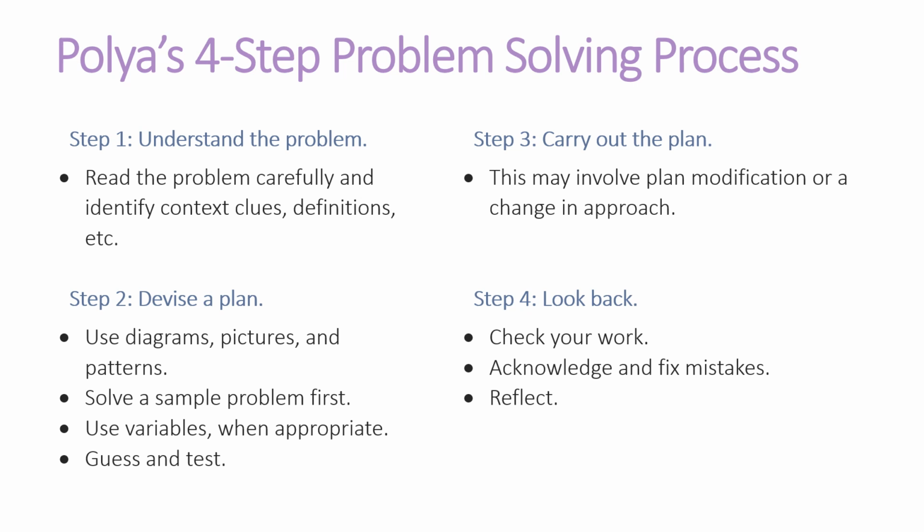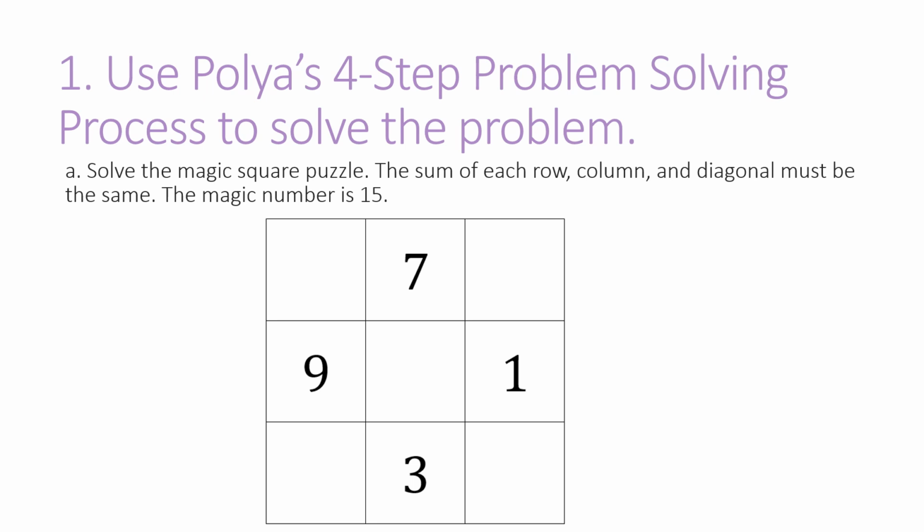Okay, so let's apply Polya's 4-step problem-solving process in some actual problems. All right, so here's our first problem-solving question from the notes. It says, solve the magic square puzzle. The sum of each row, column, and diagonal must be the same. The magic number is 15. So each row, column, and diagonal is supposed to add to 15.